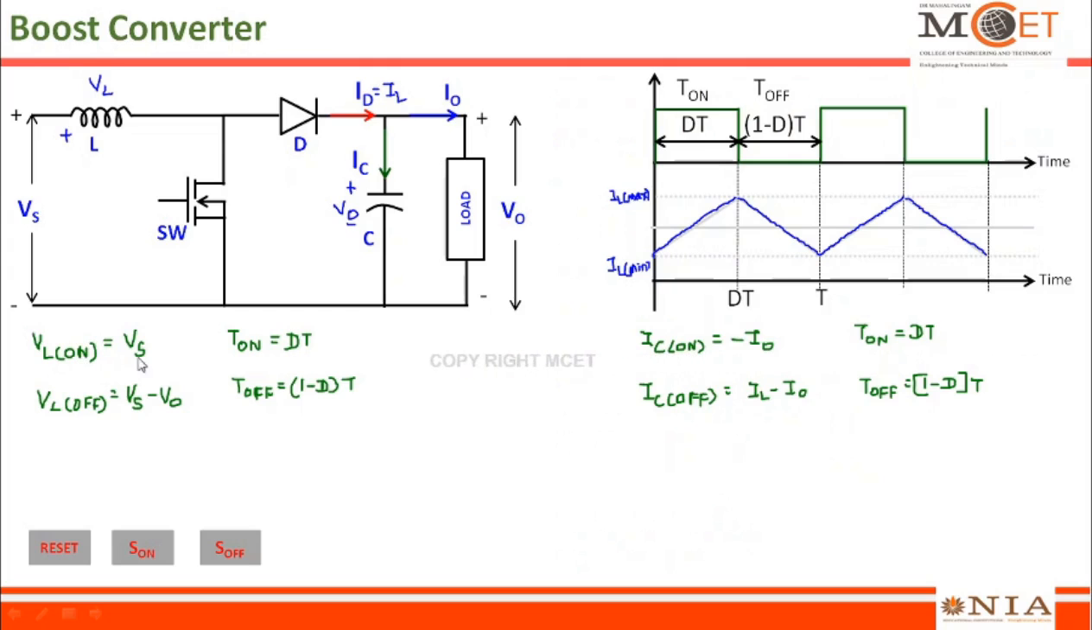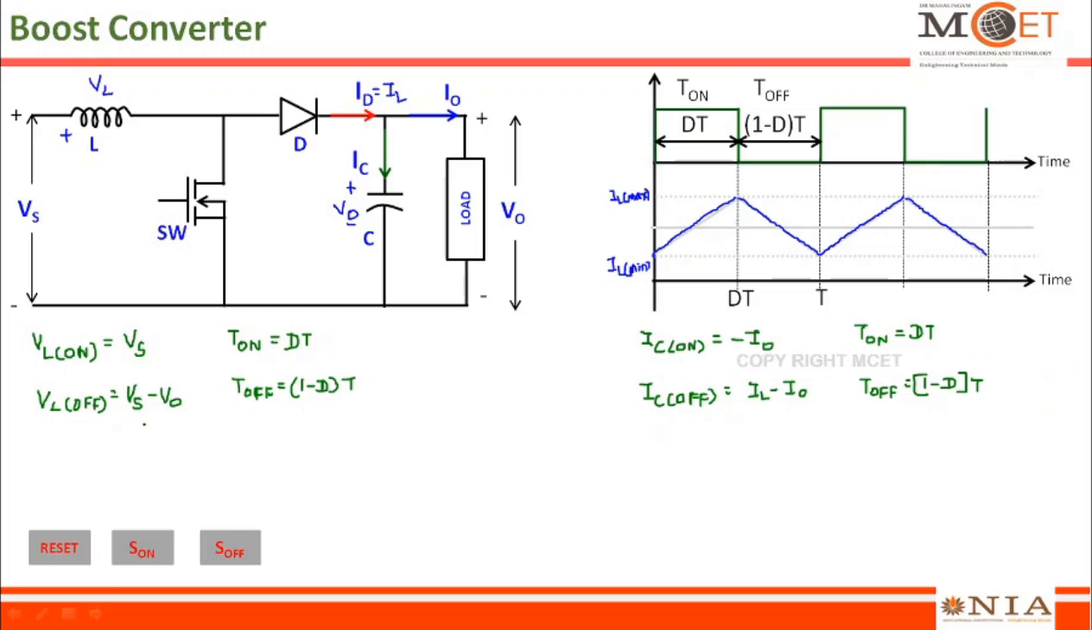So I just wrote all the 4 expressions we have derived in the previous 1 and 2, that is the voltage across the inductor when it is on and off, and similarly the current through the capacitor when it is on and off. And these 2 expressions are already derived, that is T on is equal to dT and T off is equal to 1 minus d into T.